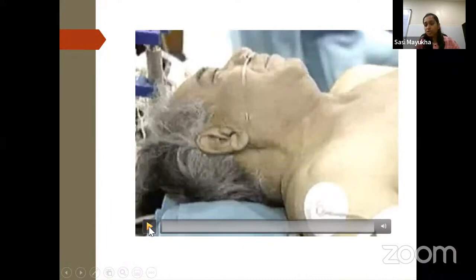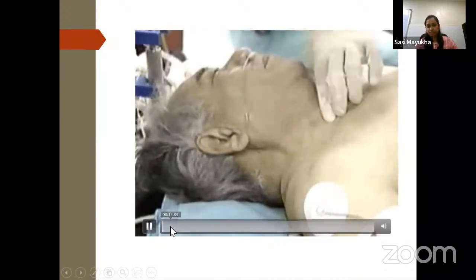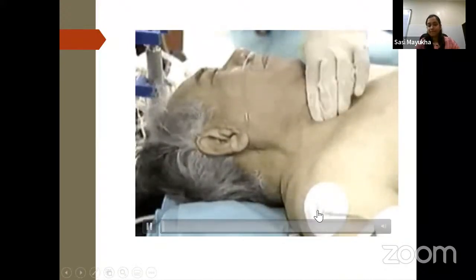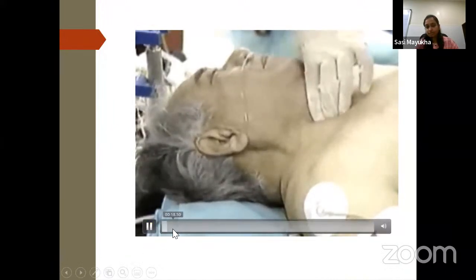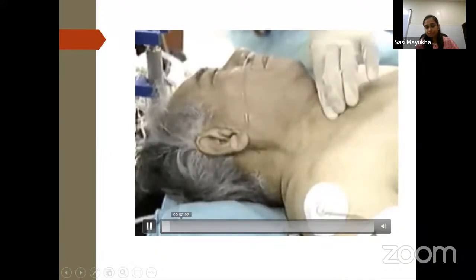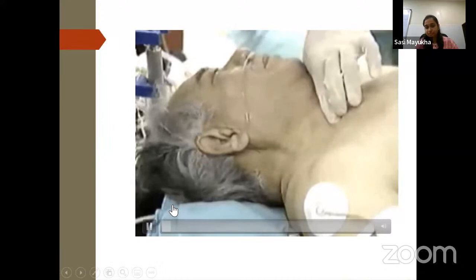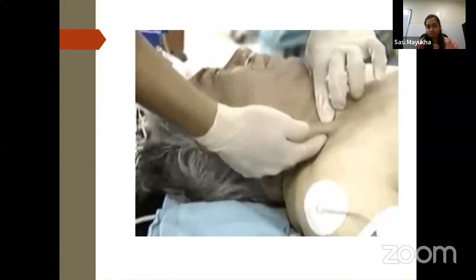This is a small demonstration video of how the internal jugular landmark guided approach is done. With the patient in the supine position, locate the important anatomical landmarks. Palpate the carotid pulsation and identify the anterior and posterior heads of the sternocleidomastoid muscle. Make certain you can identify these landmarks before proceeding further.